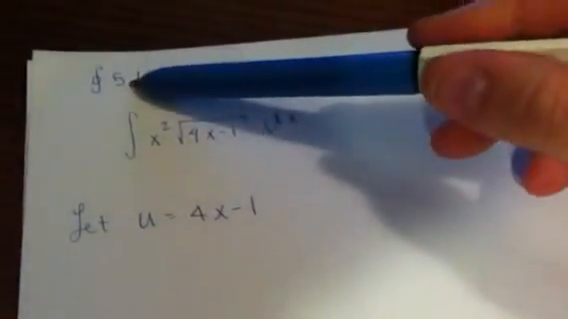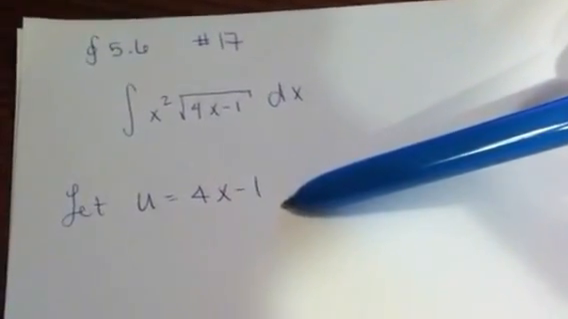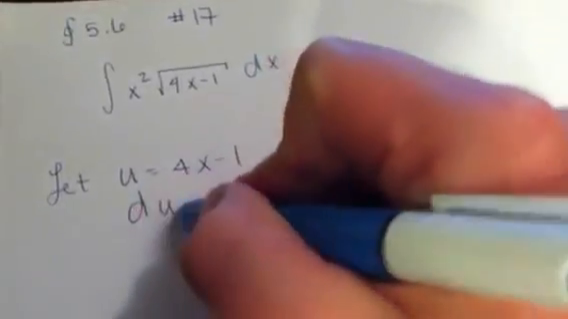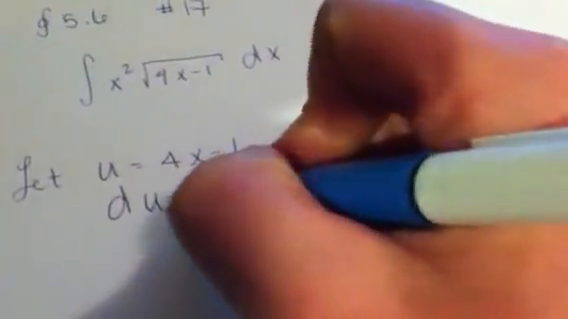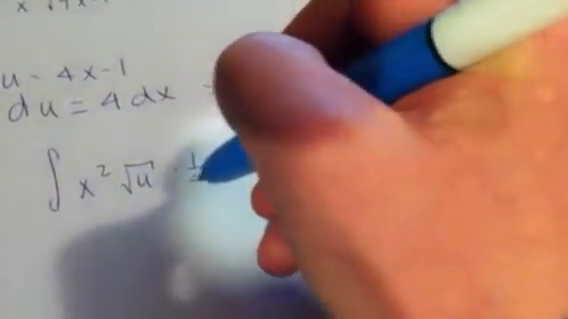Number 17 in 5.6 asks you to evaluate this integral using u equals 4x minus 1. If u is equal to 4x minus 1, then du is equal to 4 dx, or 1/4 du is equal to dx. So we can substitute these two terms in, and what we result is x squared times the square root of u times 1/4 du.